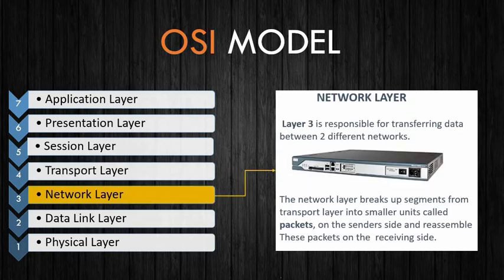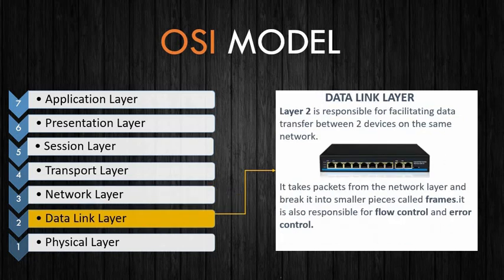Next is the network layer. It is also known as layer 3. It is responsible for facilitating data transfer between two different networks; if the two devices communicating are on the same network, that is unnecessary. The network layer breaks the segments into smaller units called packets on the sender side and reassembles them on the receiving side. It is also used to find the best path, known as routing. It uses the router, which is also known as a layer 3 device, for routing purposes.